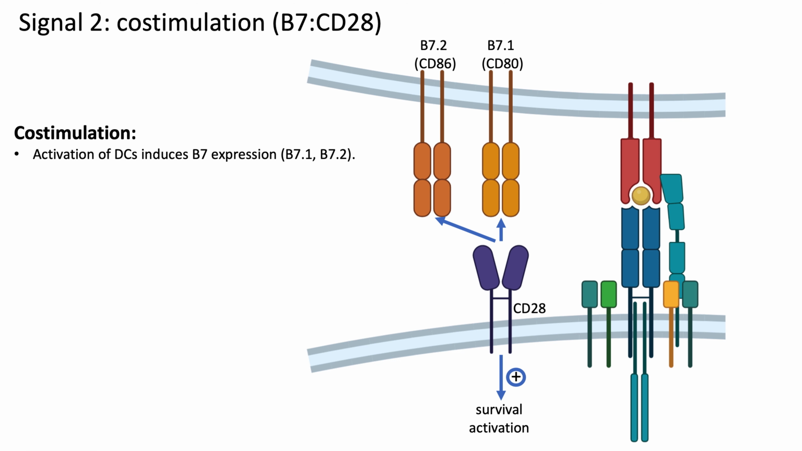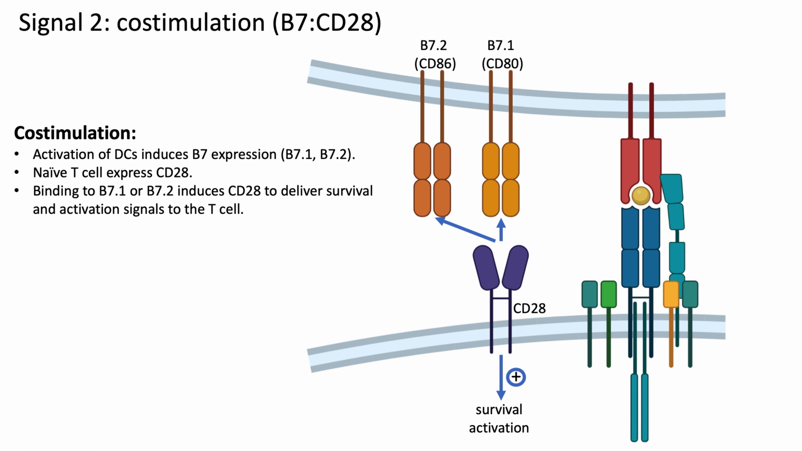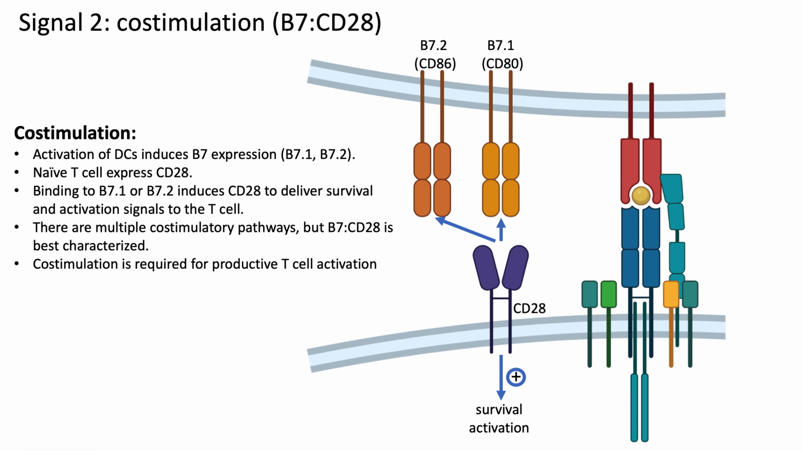So activation of dendritic cells is what induces the expression of these B7 molecules. Naive T cells always express CD28, and again, this binding delivers an activation signal to the T cell. As I mentioned, there are multiple co-stimulatory pathways. For the purposes of this class, B7 and CD28 are the pathway that I would like you to be aware of with regards to T cell activation.